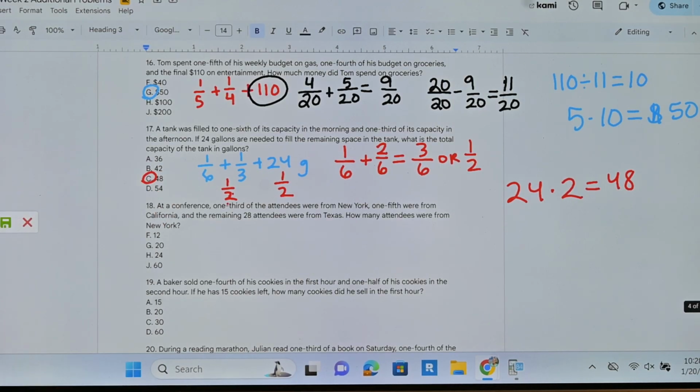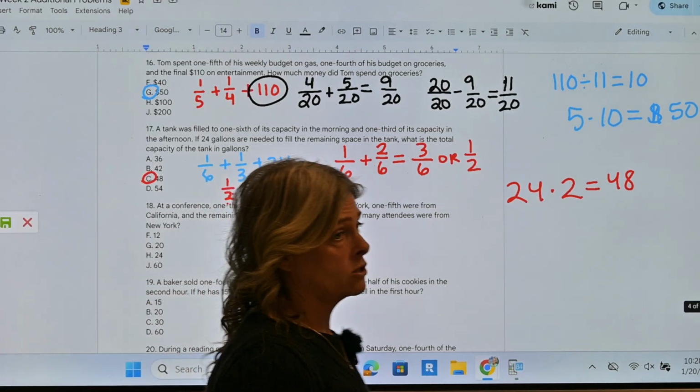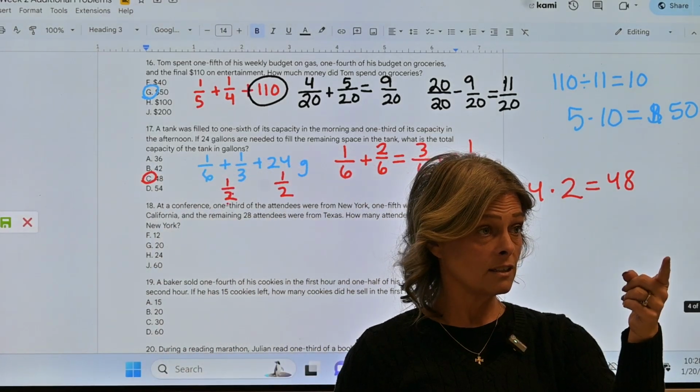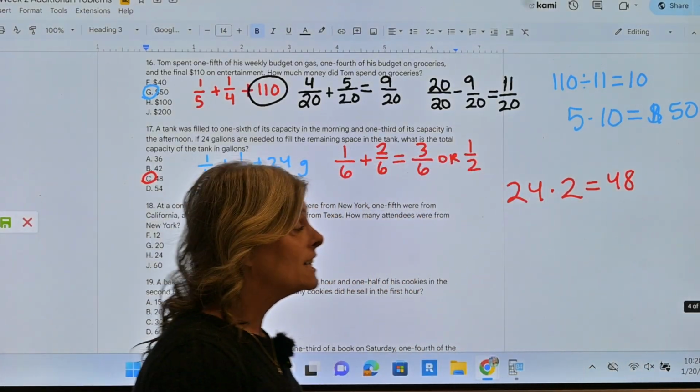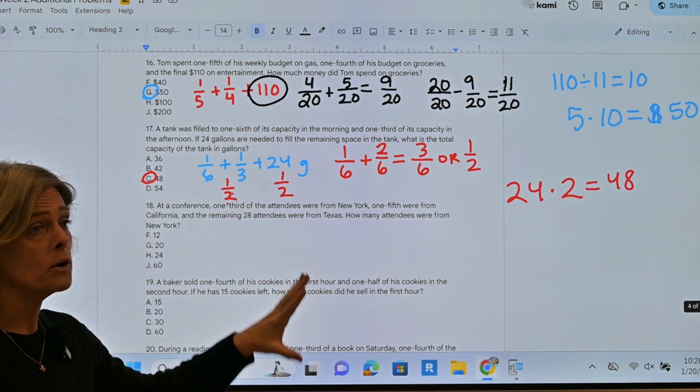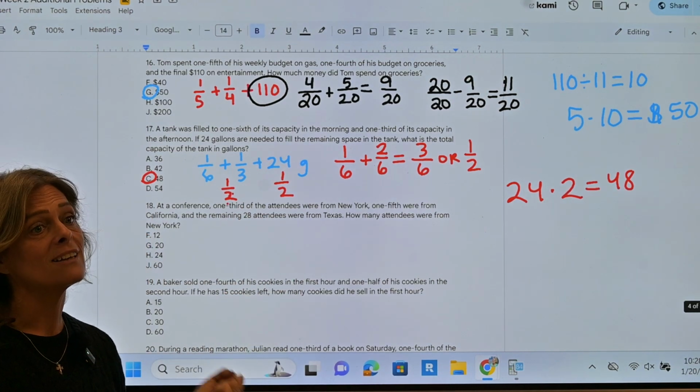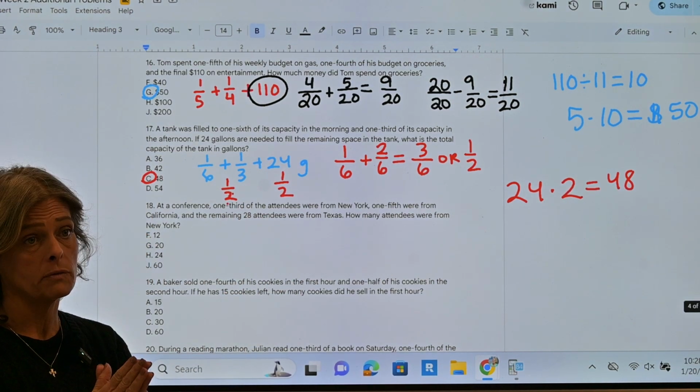Okay, all right, you guys. Does anybody have any questions? Did you get it? Okay, good. It actually, after you start doing a couple and you start to really get it, you're like, I can do these. You guys can do all of these, okay?